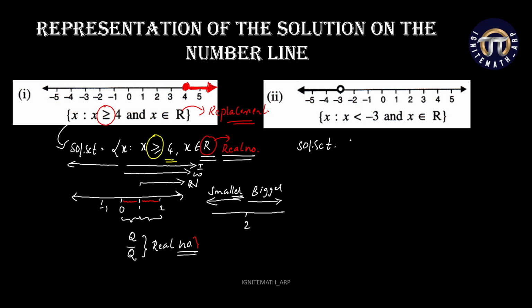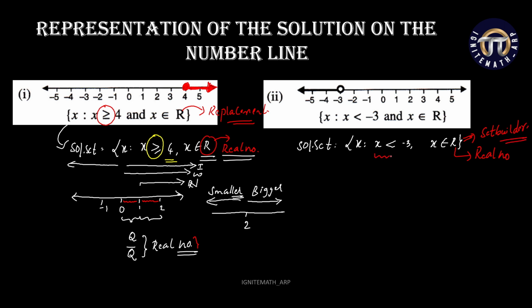Solution set is x such that x is lesser than minus 3 and x belongs to the set of real numbers. Can you tell me what is the replacement set? Replacement set is again the set of real numbers, right? As I told you in the previous session, whenever the replacement set is the set of real numbers, the solution set should be written in the set builder form or rule form. That's why a rule is written over here.